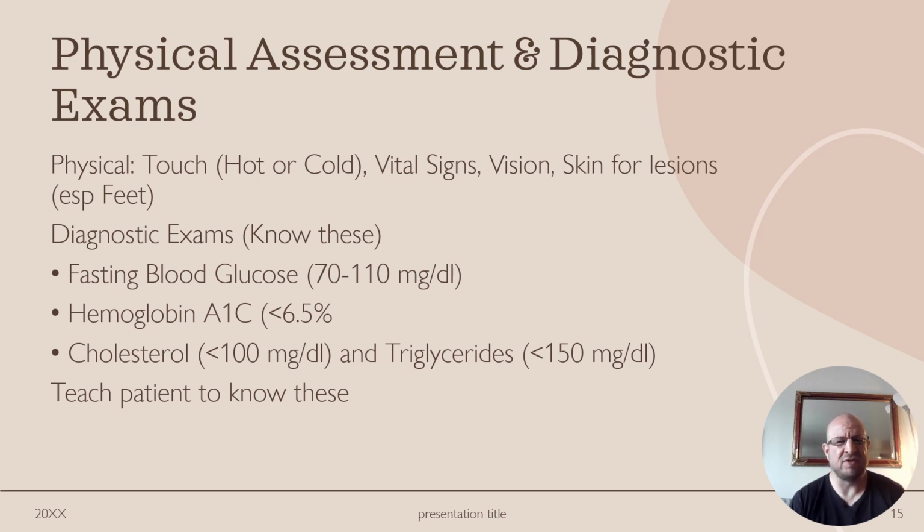Some diagnostic exams, you should probably know these. Fasting blood glucose normal is 70 to 110. The normal hemoglobin A1C is under 6.5%, and cholesterol under 100 milligrams per deciliter, and triglycerides under 150 milligrams per deciliter. So basically, you want the patients to really understand these levels.